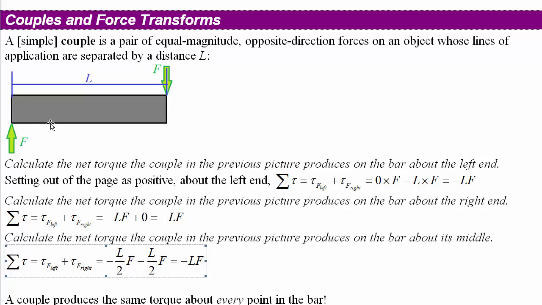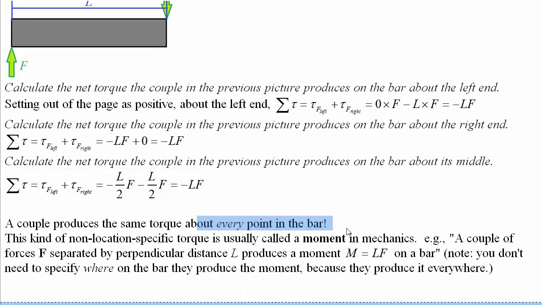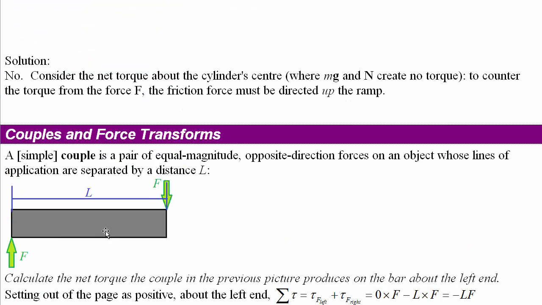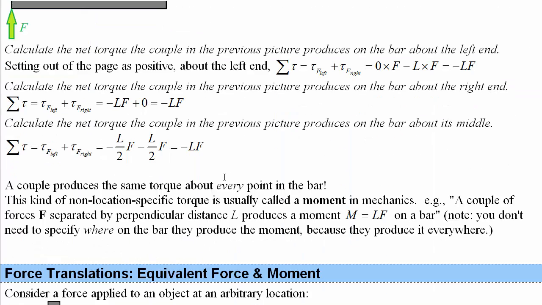It turns out it doesn't matter where we calculate the torque produced by these forces. A couple of forces produces the same torque about every point in the bar. Before, we had to be concerned with which point we picked to calculate the torque about, but for a couple, they produce the same torque everywhere.